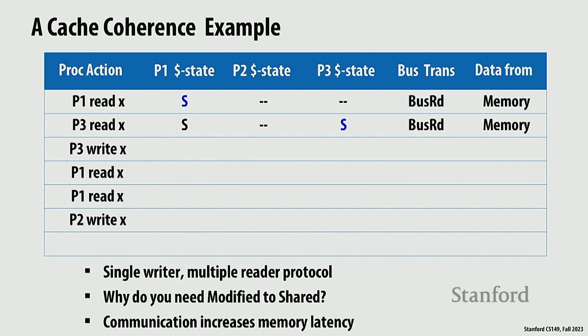All right. So processor 3 does a write. What's the bus transaction? Bus read exclusive. What's the state of the caches? Modified in processor 3 and invalid in processor 1, and the data comes from memory. Okay, processor 1 does a read of X. What's the bus transaction? What's the state of the caches?